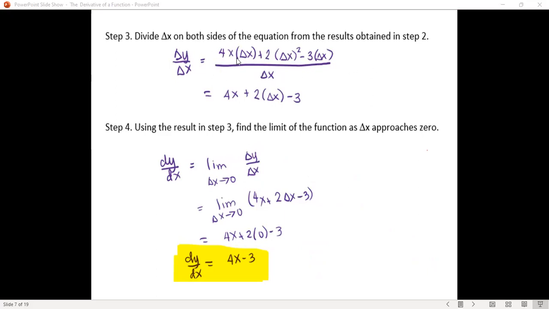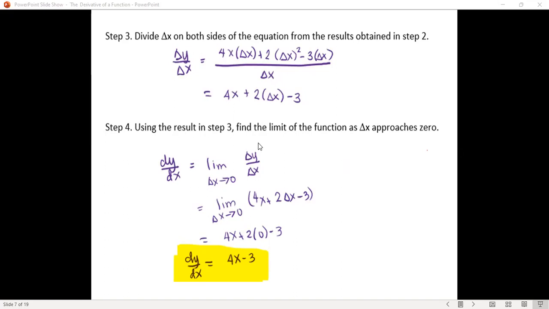Or we can just distribute. 4x delta x divided by delta x is 4x. 2 delta x squared over delta x is 2 delta x. And minus 3 delta x divided by delta x is minus 3. So now we have delta y over delta x equals 4x plus 2 delta x minus 3.